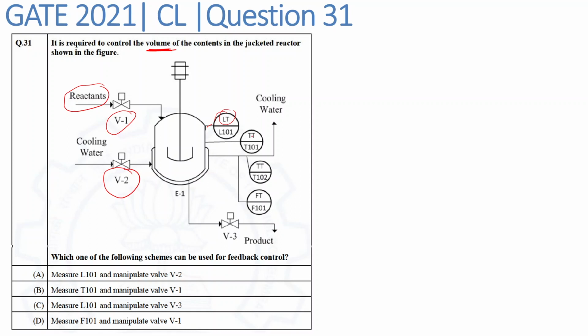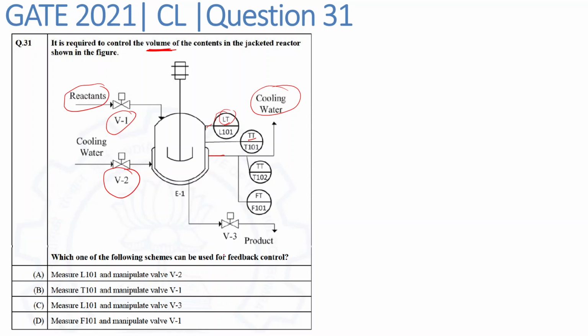Then we have this temperature transmitter, that is TT101. TT means temperature transmitter, LT means level transmitter, V means valve. So this TT101 measures the temperature of the contents inside the jacketed reactor. Then we have these other two transmitters, that is temperature transmitter TT102, and FT, the flow transmitter FT101, and they are connected to this cooling water line. So they will be measuring the temperature and the flow rate corresponding to this cooling water in the jacket. And ultimately for this product line, we have this valve V3.